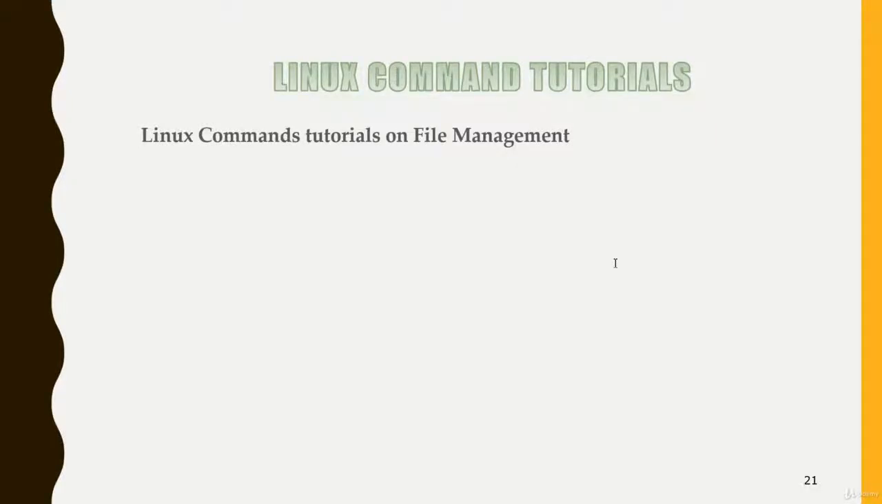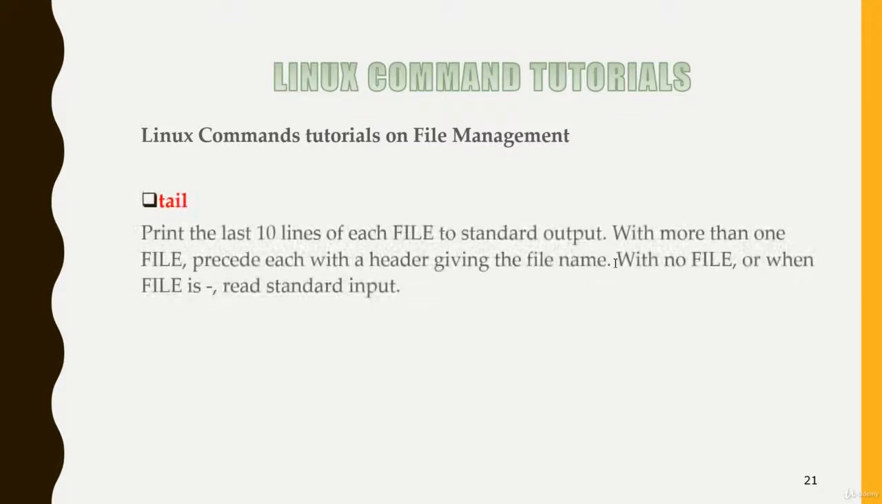Hello everyone, let's continue and understand a few more important commands which can be used to administrate your Linux box. So the next command is the tail command. With the help of this command you can print the last 10 lines of each file to standard output. And if you want more output, you can add a few options with tail and get the output of any file that we have in our Linux box.